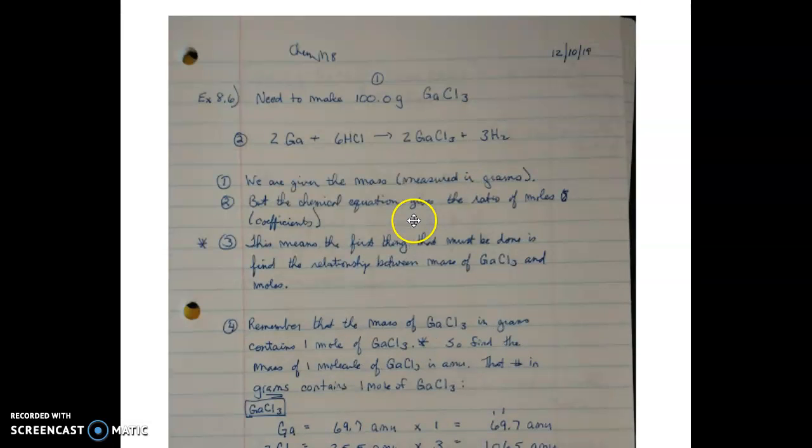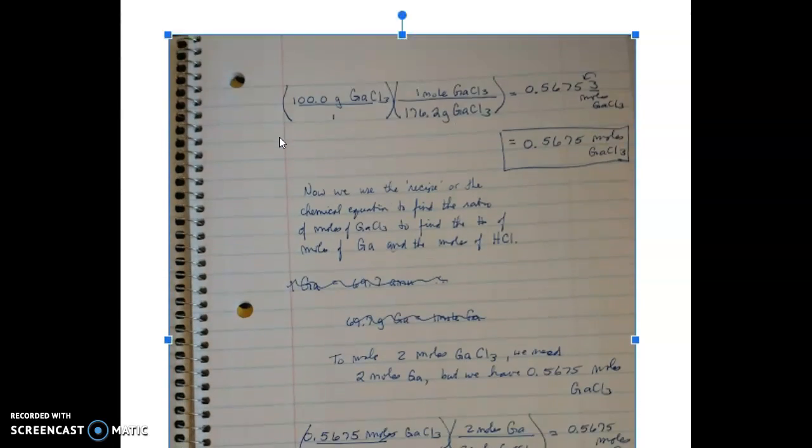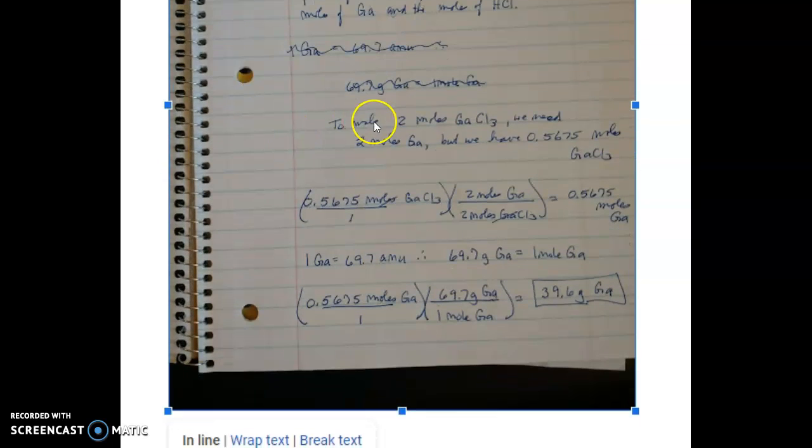So let's go back up and look at this equation. I know now how much GaCl3 I have. We have 0.5, okay, I don't have that memorized, but we can go back down there and look. So we have less here, but our relationship is for every 2 moles generated, we need 2 moles of Ga. To make 2 moles of GaCl3, we need 2 moles of Ga. But we only have 0.565 moles of GaCl3, so we're not going to need an entire 2 moles of Ga.